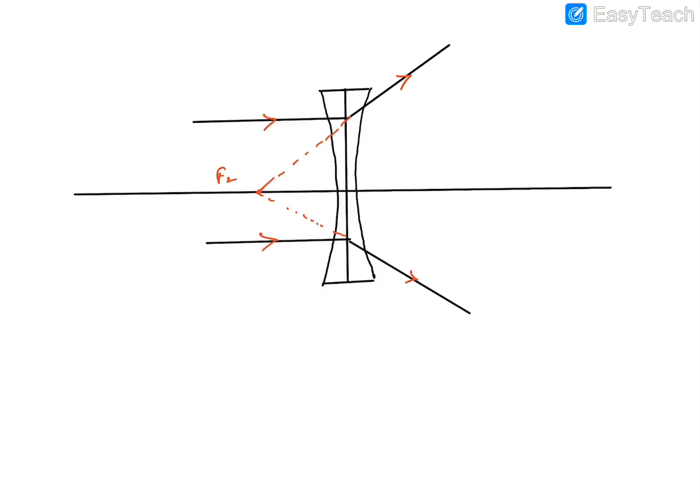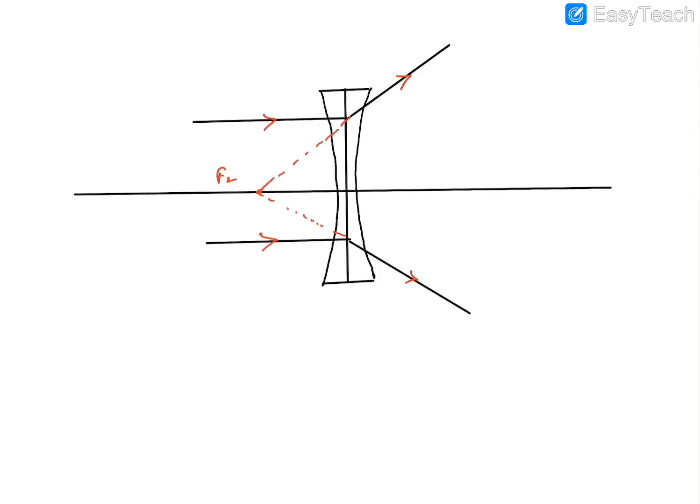Now another thing. They can also ask you to differentiate between concave and convex lens. How to differentiate? One is the physical appearance, as I said: convex is thick in the middle, concave is thin in the middle. Second, convex will converge the light rays, whereas concave will diverge the light rays. Convex has a real focus, whereas concave has a virtual focus. These are the 3 points of differentiation.